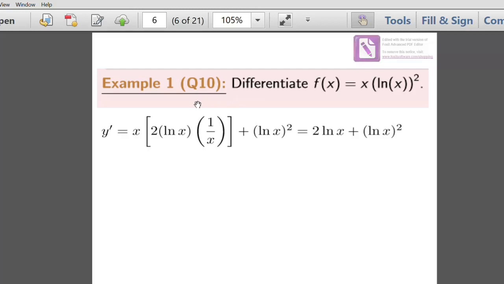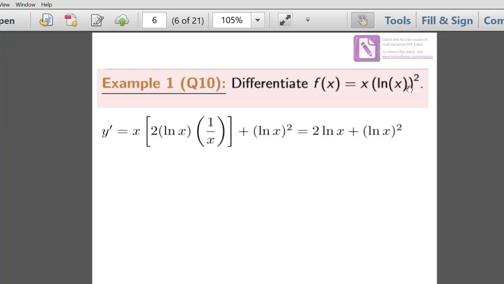So the first example is question number 10. Differentiate f of x equals (x ln x) whole squared. So here we have two functions, x and ln x squared. We need to use the product rule to find the derivative of f of x. So f prime x will be equal to the derivative of ln x squared multiplied by x, plus the derivative of x multiplied by ln x squared.